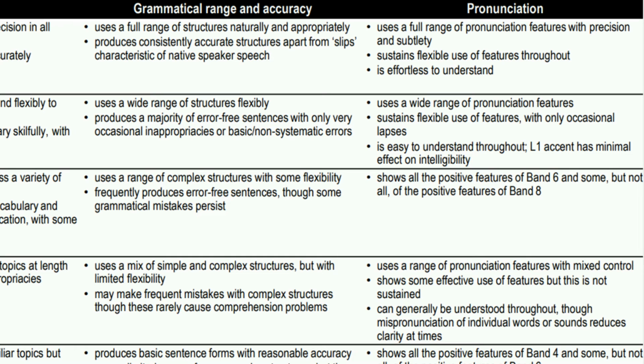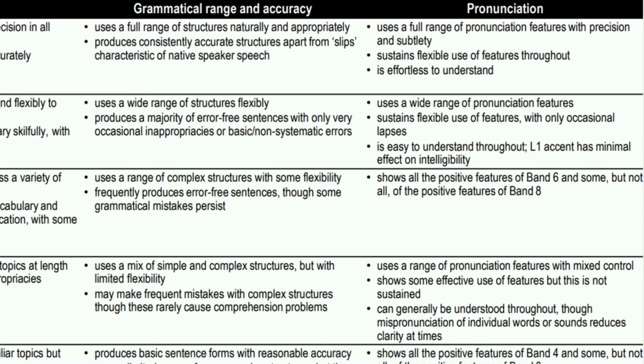For pronunciation, for getting a band 6, you should use a range of pronunciation features with mixed control. Show some effective use of features, but this is not sustained. You can generally be understood throughout, though mispronunciation of individual words or sounds reduces clarity at times. For getting a band 7, show all the positive features of band 6 and some, but not all, of the positive features of band 8.